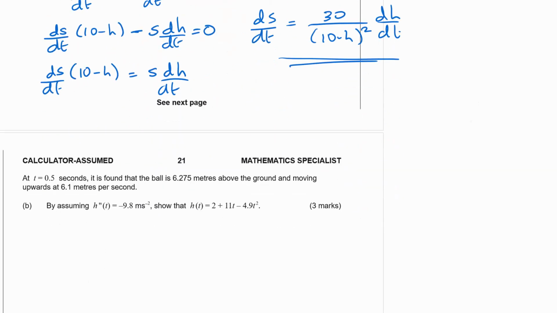Okay, let's see what comes next here. At t equals 0.5 seconds, it's found the ball is 6.275 meters above the ground and moving upwards at 6.1 meters per second. Part B says, by assuming h double dash t is negative 9.8, show that h of t is 2 plus 11t minus 4.9t squared.